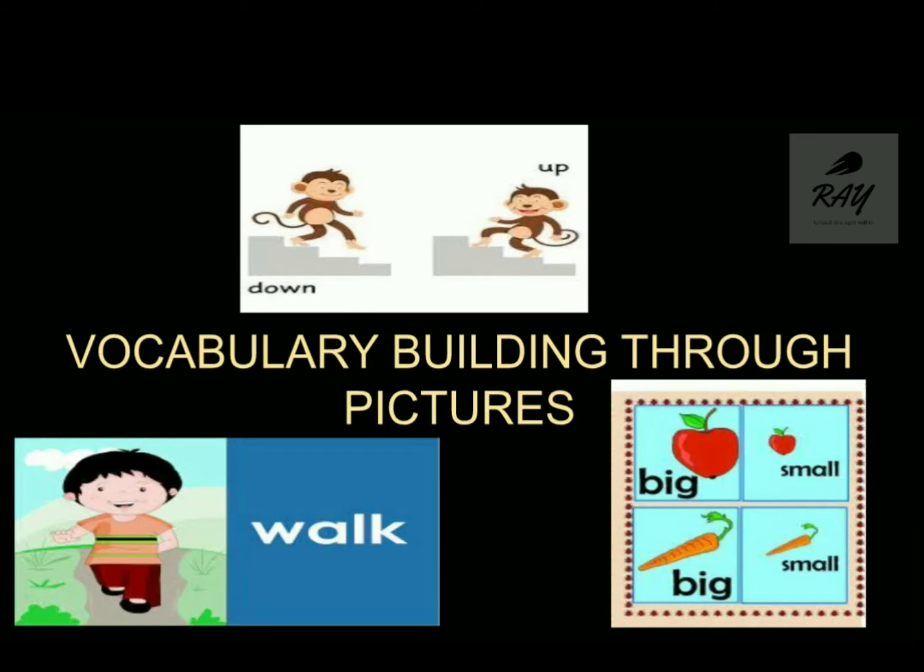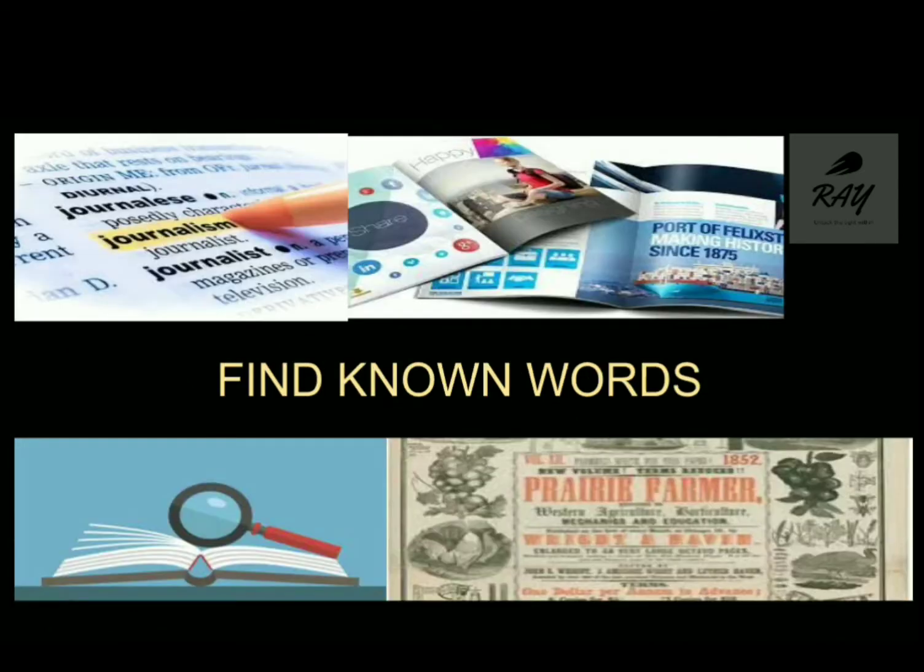Next is vocabulary building through pictures. Some kids understand concepts well with the explanation of pictures. For example, what does the word walk mean? It is related to walking, so they understand walk and relate the word and the action together. Big and small, they understand it with the meaning. So that's the next one, vocabulary building through pictures. Usually we call it a prompt given with the word, the visual prompt, the visual clue.